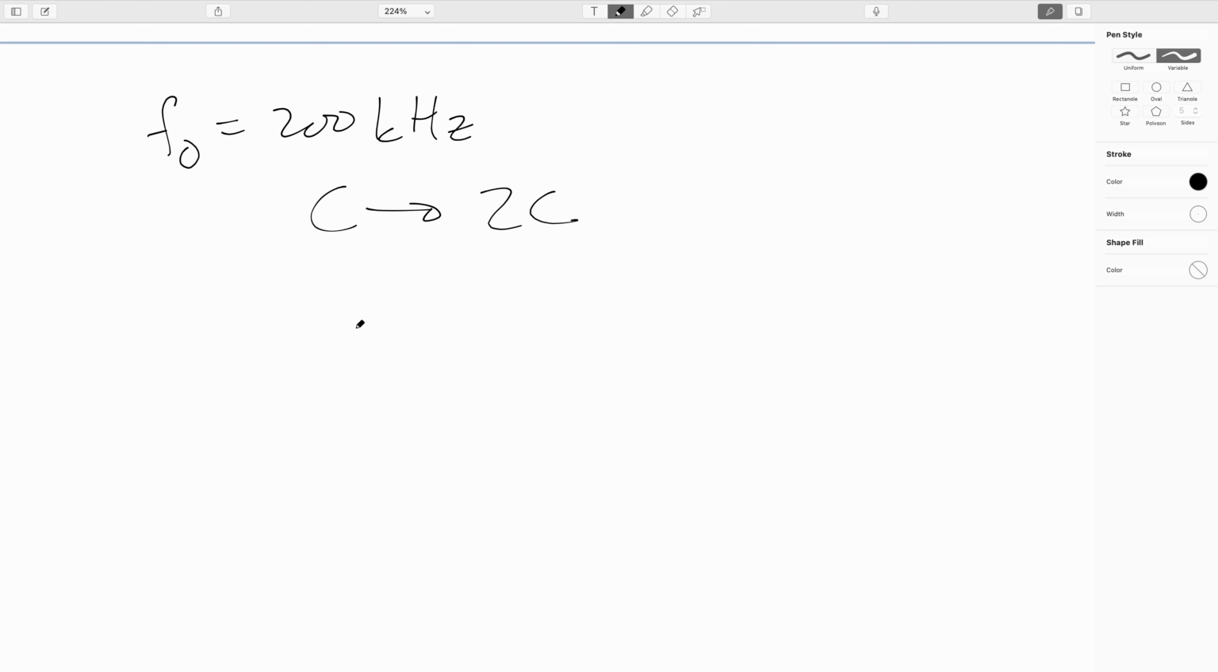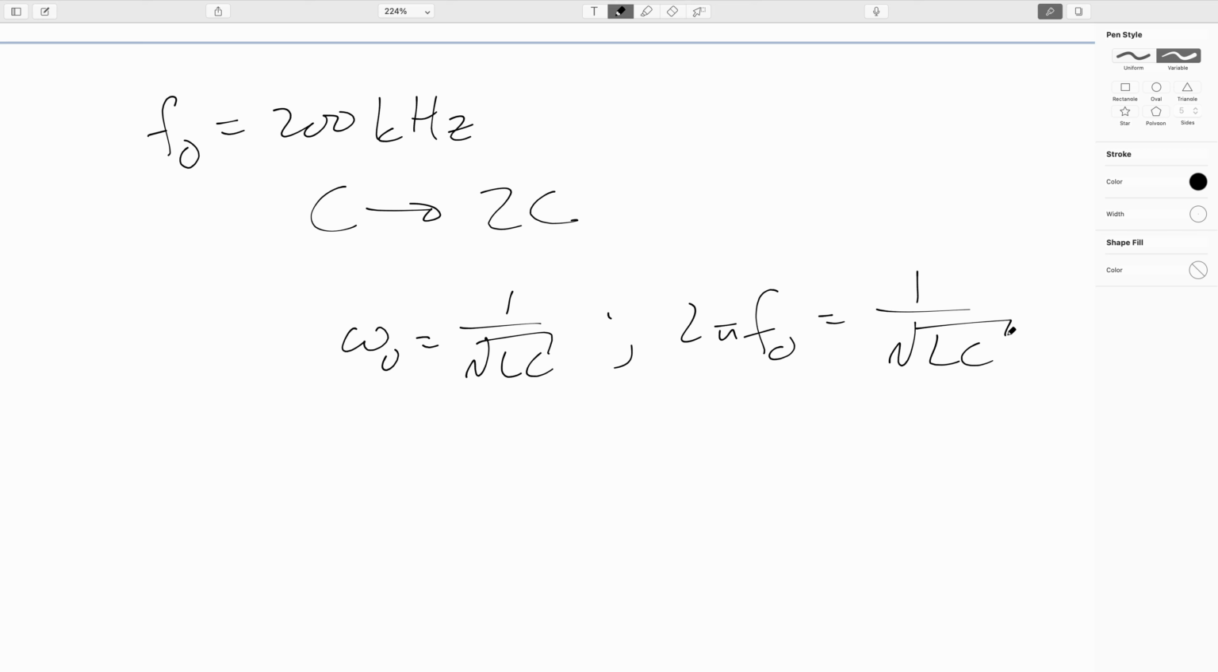Well, we remember that our resonant frequency, our angular frequency, is 1 over root LC. So this will be 2 pi f naught equals 1 over root LC. So this is again an example of a scaling problem. We want to know what happens if we've changed something. So usually what you do is just write the same thing twice and divide.